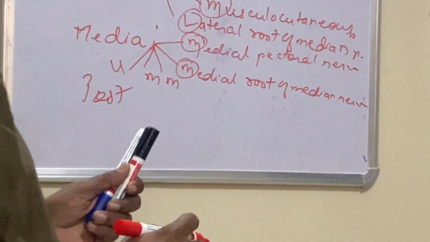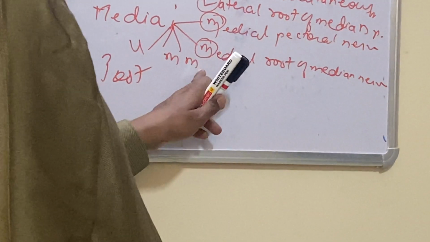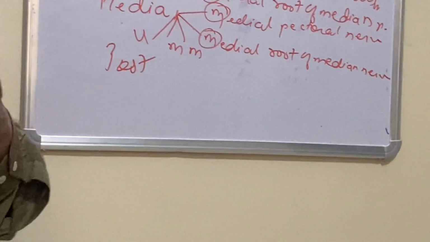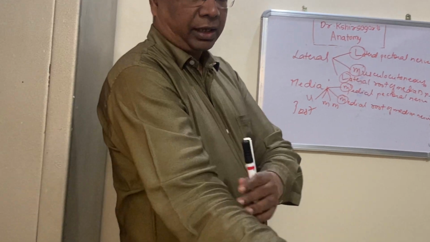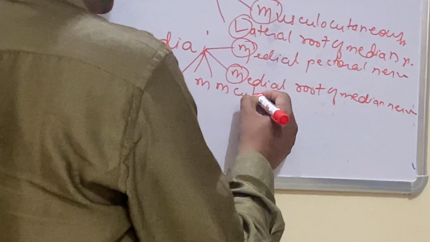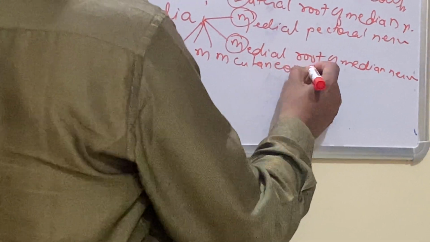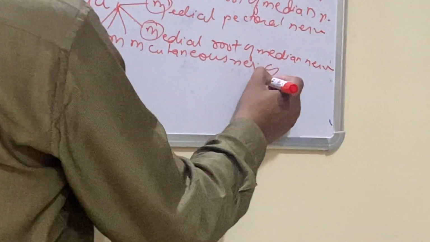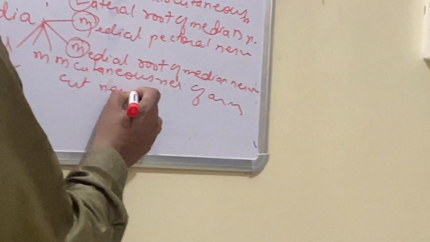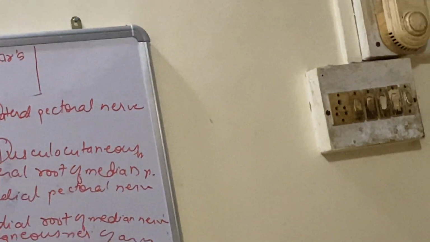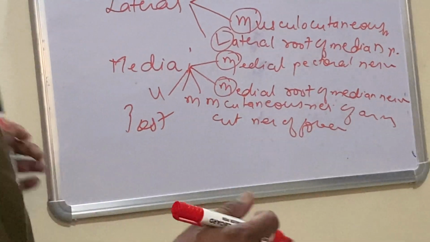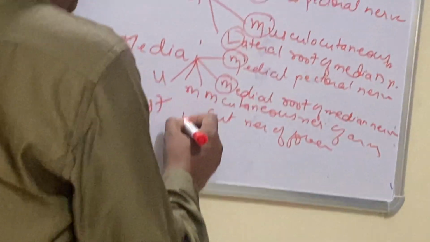The remaining two M's are cutaneous nerves. These are not going to supply the muscles. These will supply the skin. Medial cutaneous nerve of arm and medial cutaneous nerve of forearm. So they will be cutaneous nerves, cutaneous meaning which are going to supply the skin. Okay. And the U, the most important nerve which is there here, is ulnar nerve.